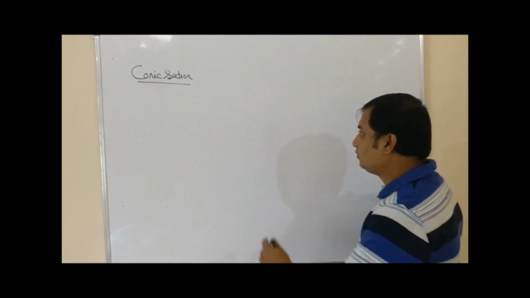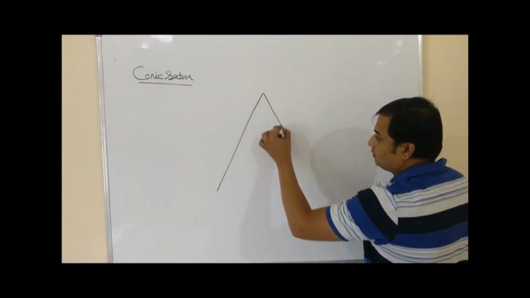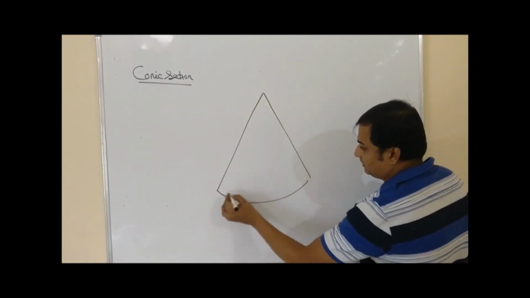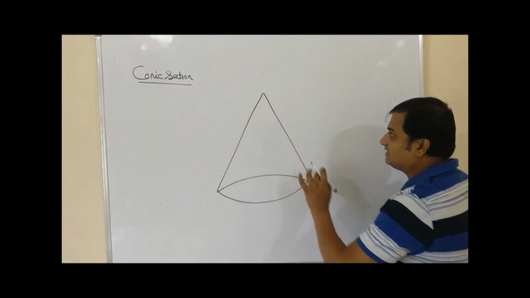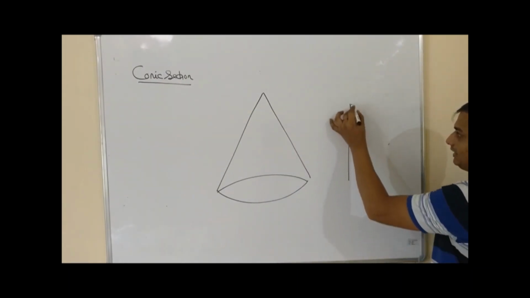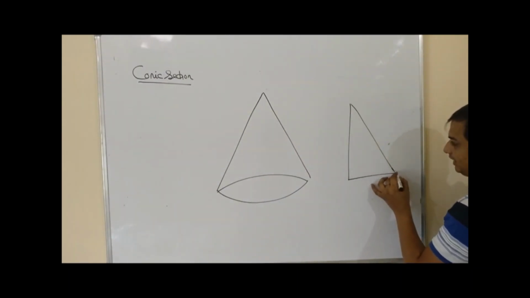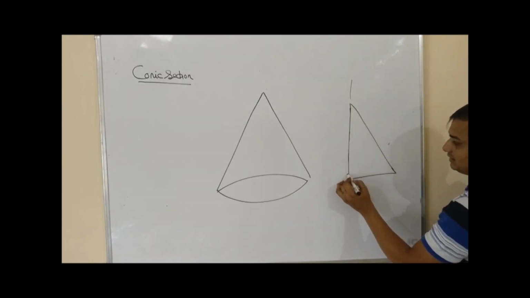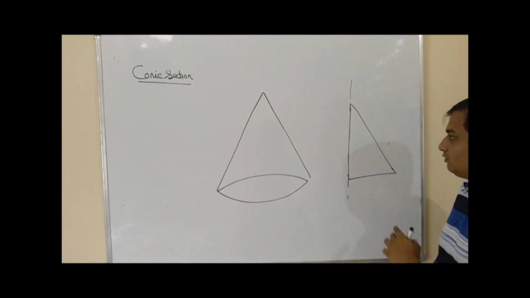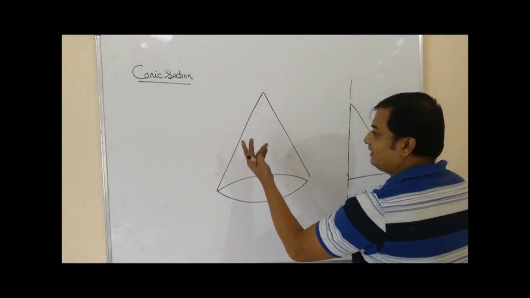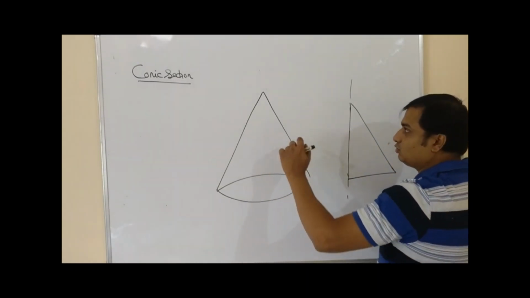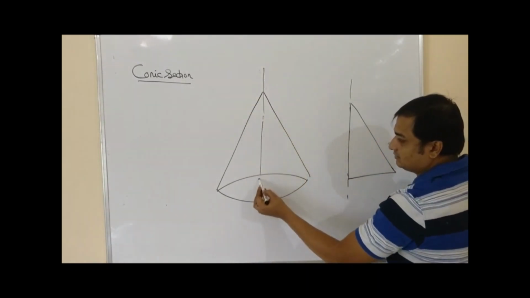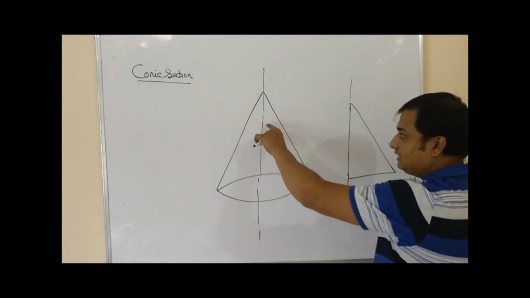Now right circular cone, if this is a right circular cone which has been obtained by rotating the right angle triangle about this axis. If you rotate a right angle triangle about this axis, it generates a right circular cone. So in this cone, this will be the axis.